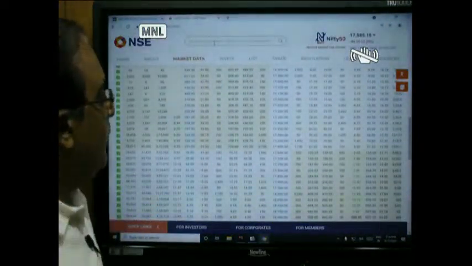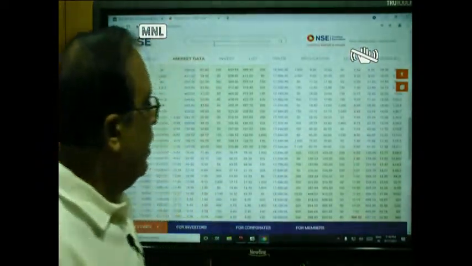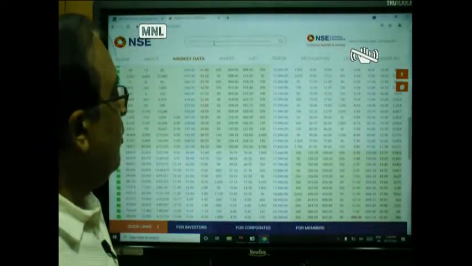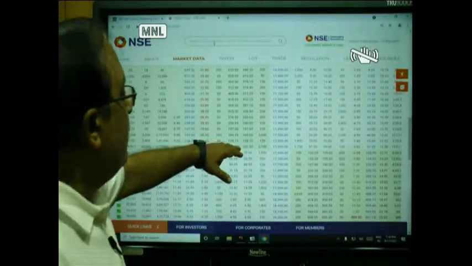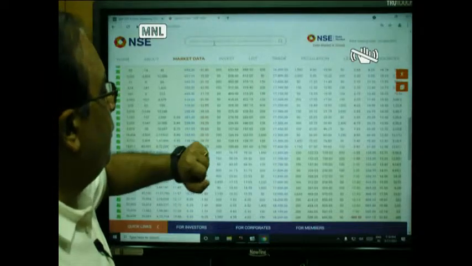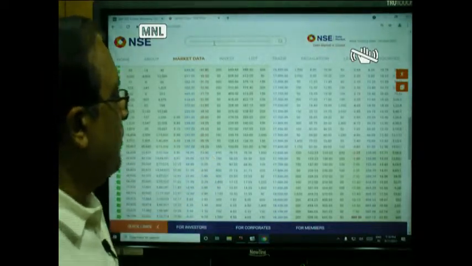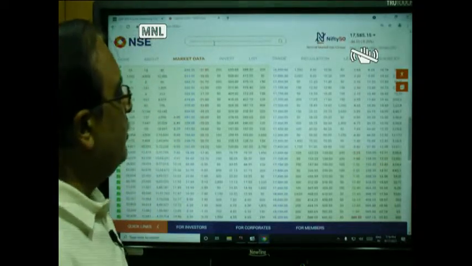Now 17,600 is going at approximately 100 rupees. That's what I told you. Now if you look at 17,400, it is 240 rupees, and 17,300 is 328 rupees. So that means the market is pricing something like 17,328.